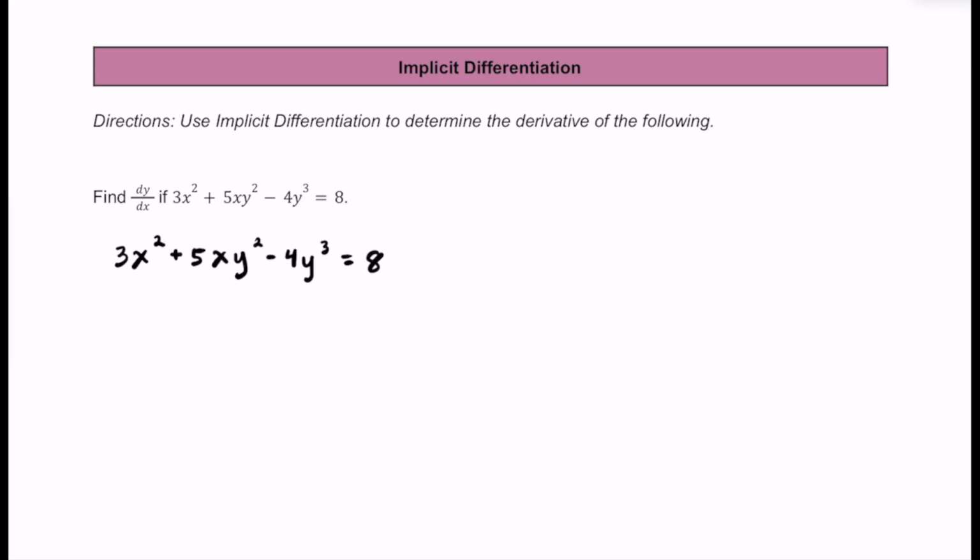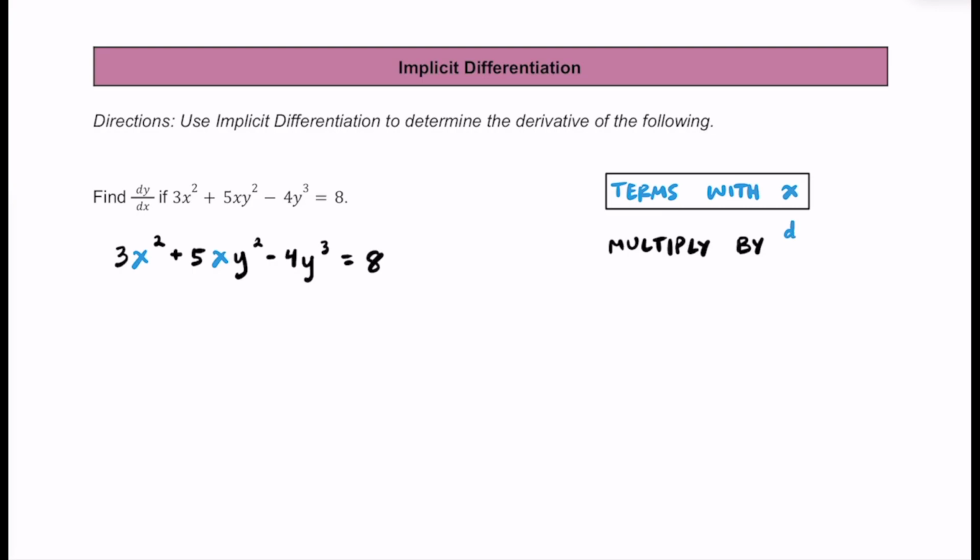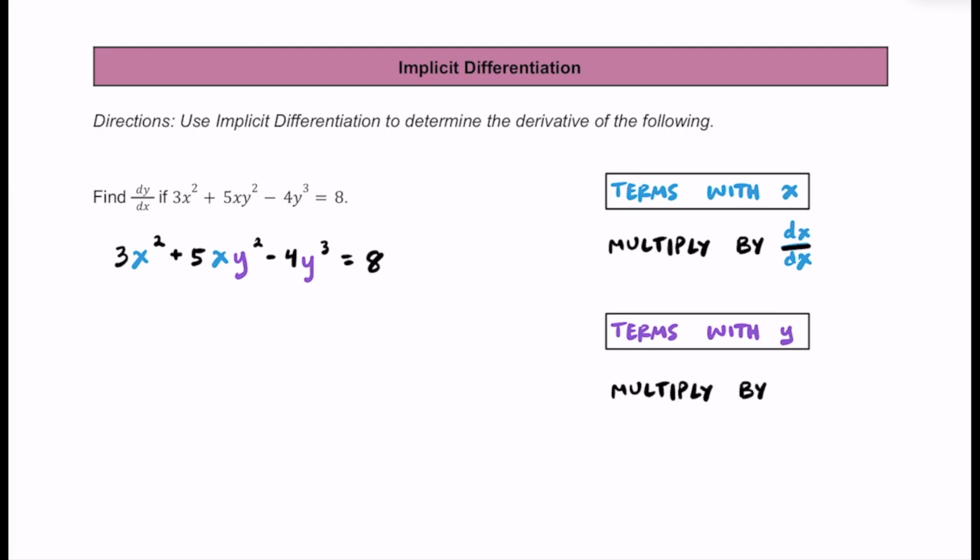Now notice that we have some different terms here. We have this 3x squared, we have this positive 5xy to the second power, we have this negative 4y to the third power, and we have this 8. Anytime we take a derivative of a term with an x in it, we need to multiply that derivative by dx over dx. Hopefully this makes sense because we're taking the derivative of that x term with respect to x. And as for any terms with y, since we're taking the derivative of those terms with respect to y, we're going to multiply each of those derivatives by dy/dx.